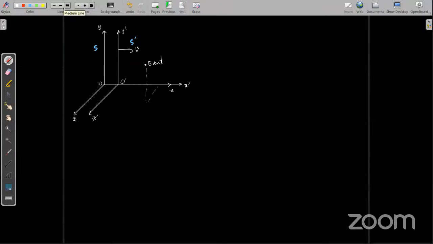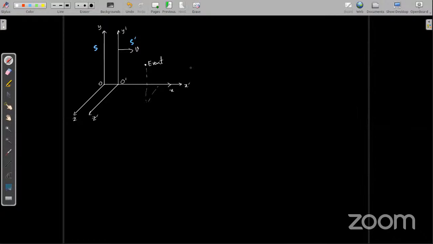So here we have the Lorentz transformations, and I won't be getting into the exact full derivation of it, but I will just tell you what motivates them, how we get these Lorentz transformation equations, and what they imply. Okay, so let's get into that.